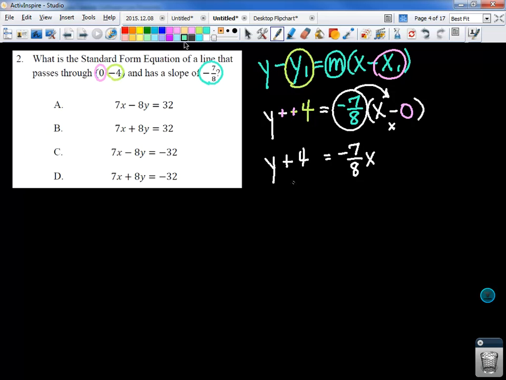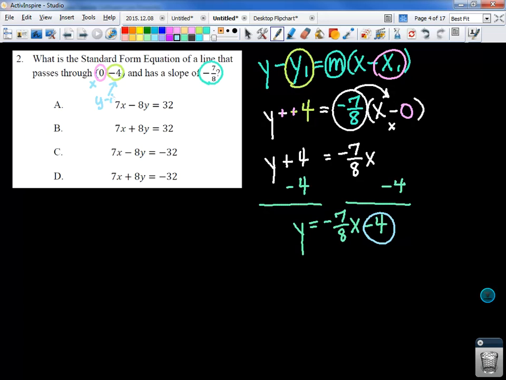So I'm going to solve that by subtracting 4 from each side of the equation to isolate y so that we can put it into slope-intercept form. Y equals -7/8 x minus 4. I'm going to draw your attention to the fact that our y-intercept is -4. That's the point that was given to us in the problem, because when x is 0, the y value is going to be on the y-axis, so it's the y-intercept.